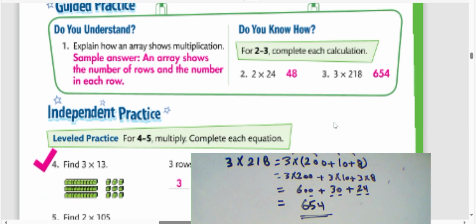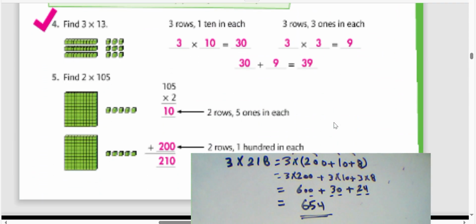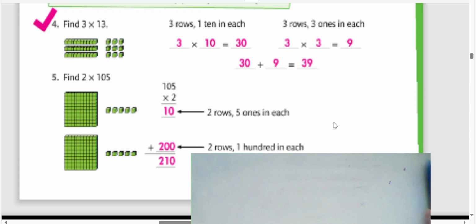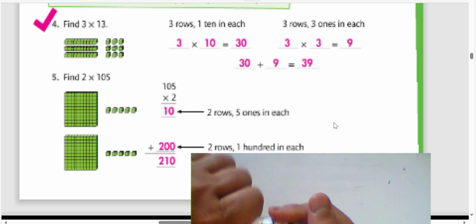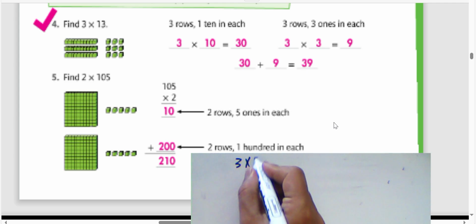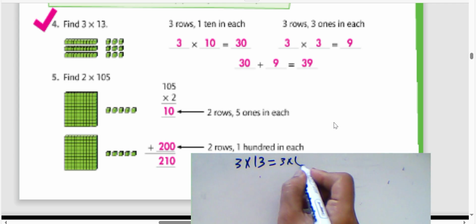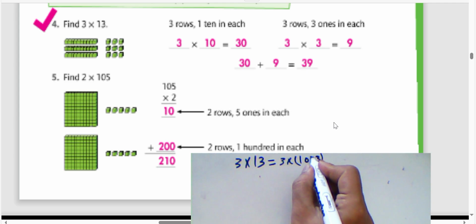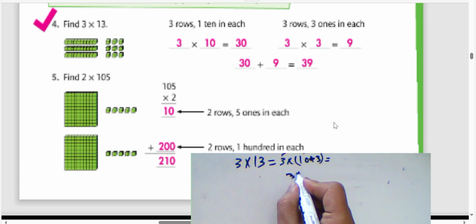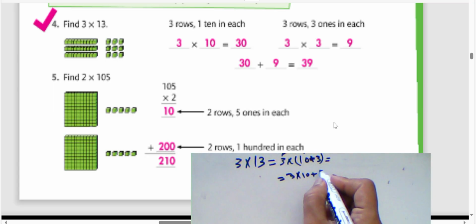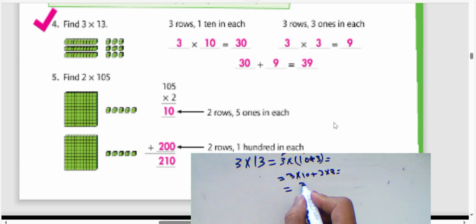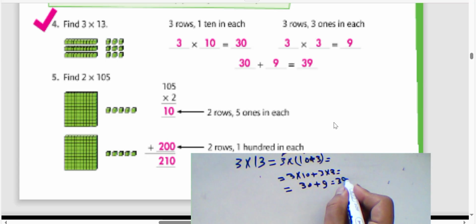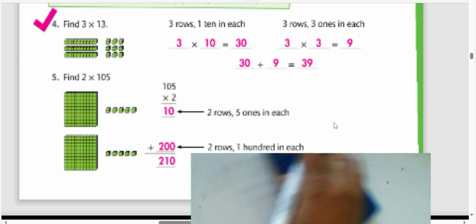Okay, using the distributive property. And also about this example, 3 times 13: the direct product, 3 times 13, will be 39. You can also use the distributive property here, like 3 times 13. We can write 3 times 13 as 10 plus 3, and 3 times 10 plus 3 times 3. 30 plus 9 equals 39. Okay.